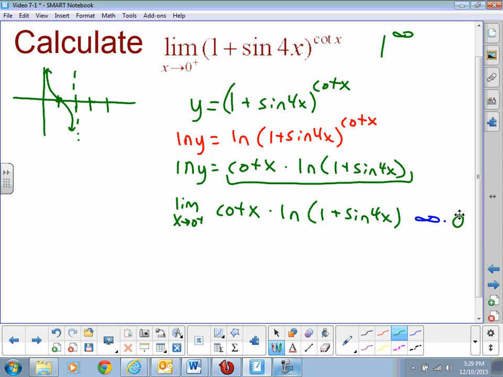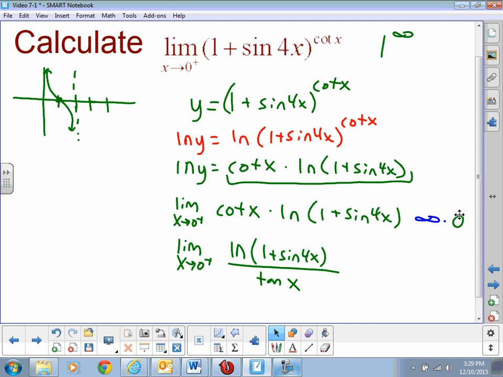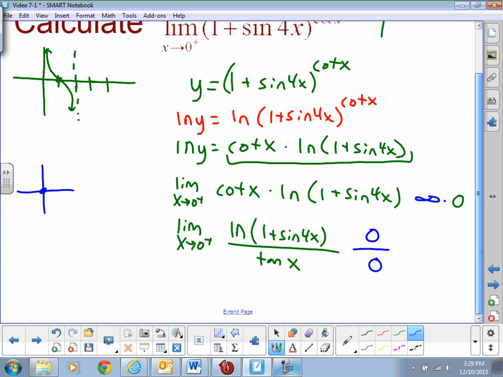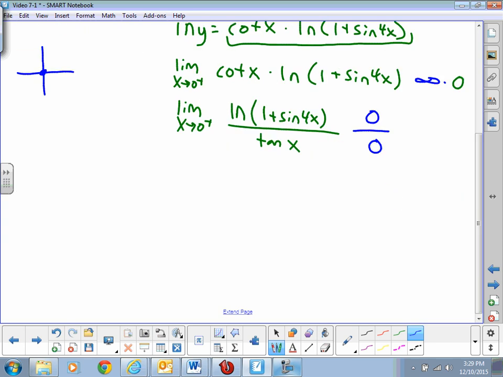This is our 1 over. Well, cotangent is the same as 1 over tan. So we can rewrite this as the limit as x approaches 0 from the right of natural log of 1 plus sine 4x, and it's 1 over tan, which means just tan is going on the bottom. Well, the numerator is still going towards 0. Tangent's graph, tangent of 0 is 0. So this will be a 0 over 0 case, meaning we have to do L'Hopital's.